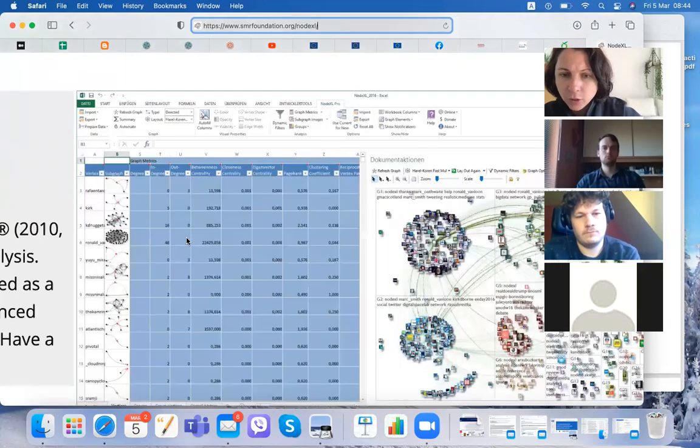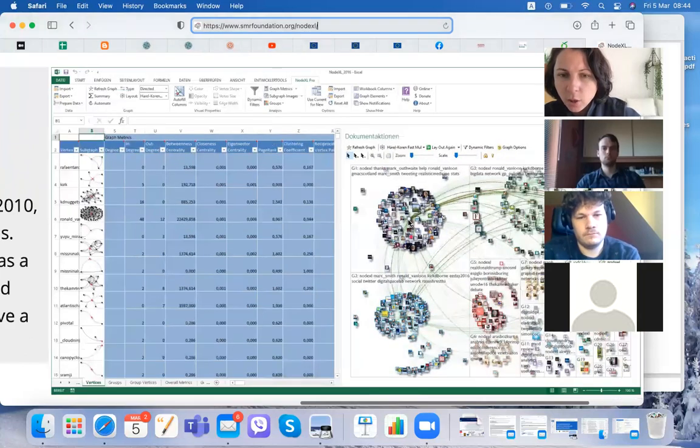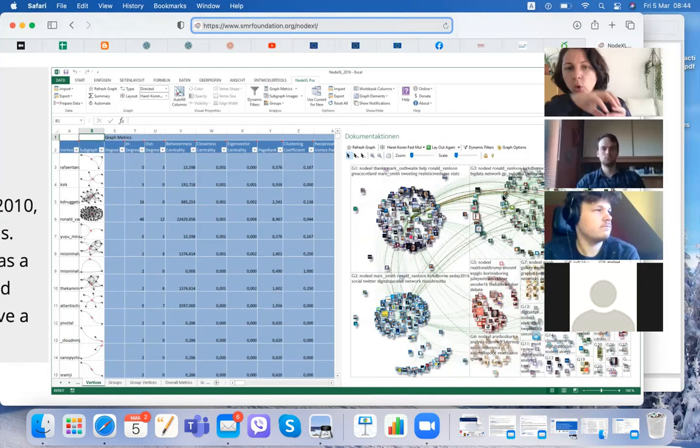And then metrics, for example, how much is this node in the center, the betweenness centrality? How much is this clique too far?